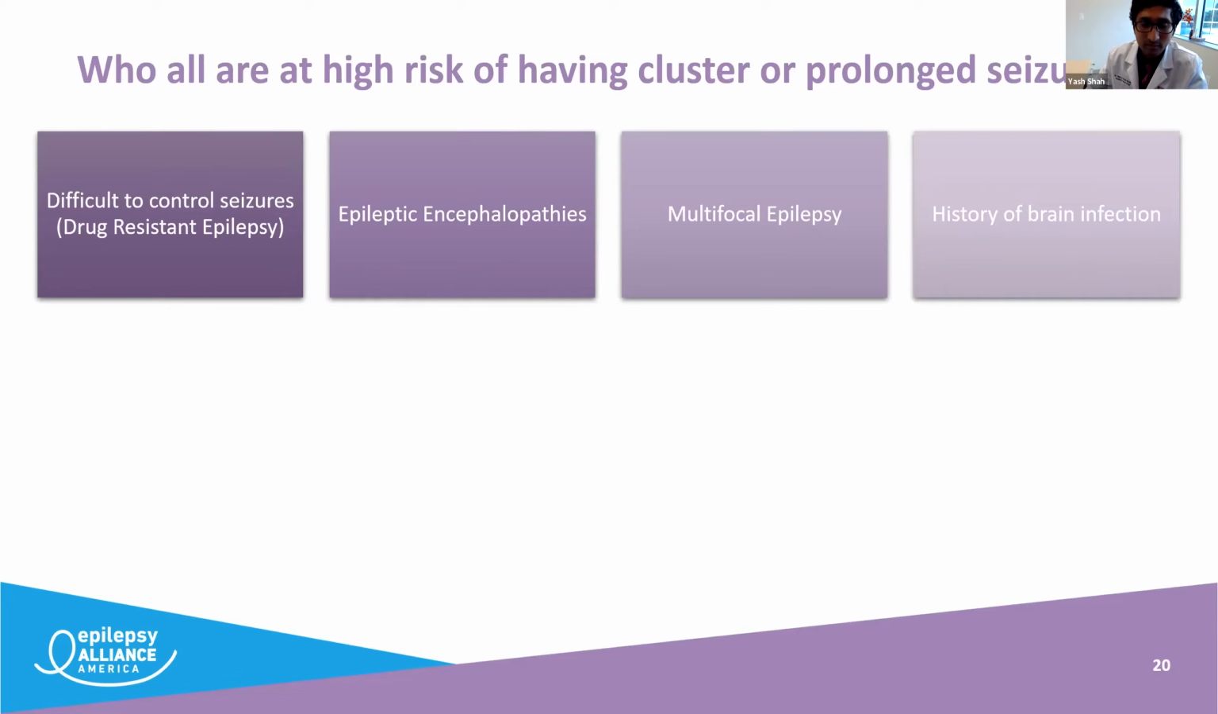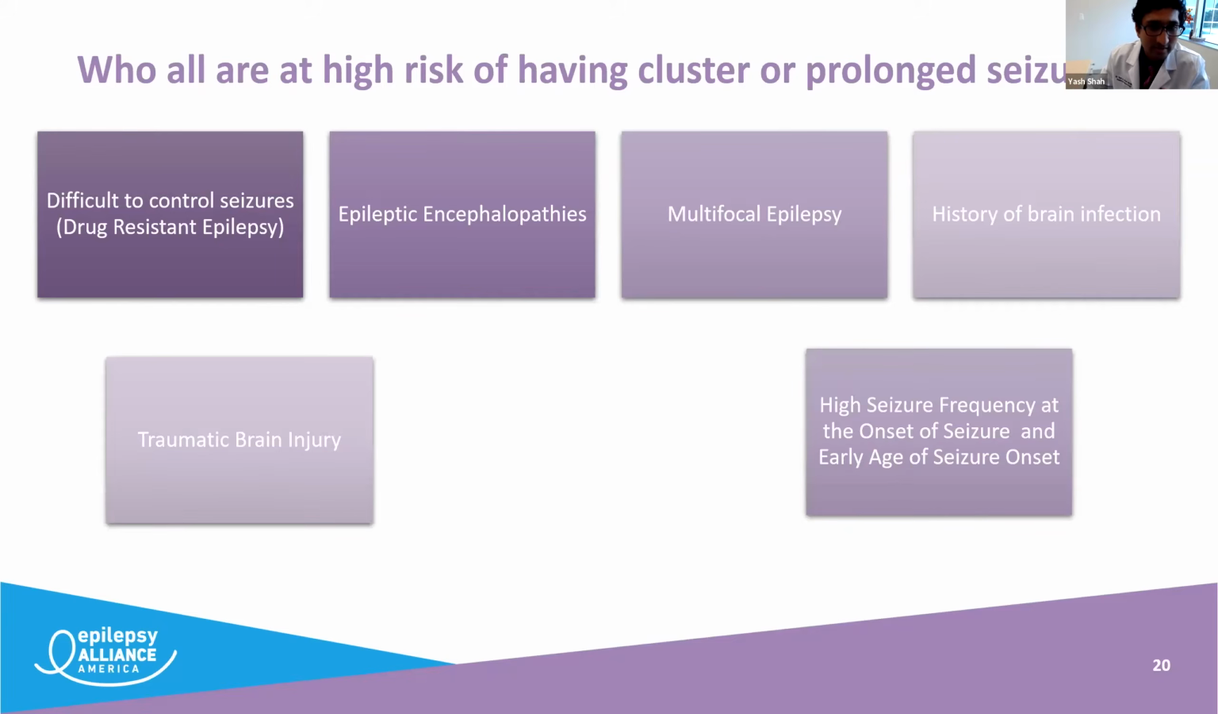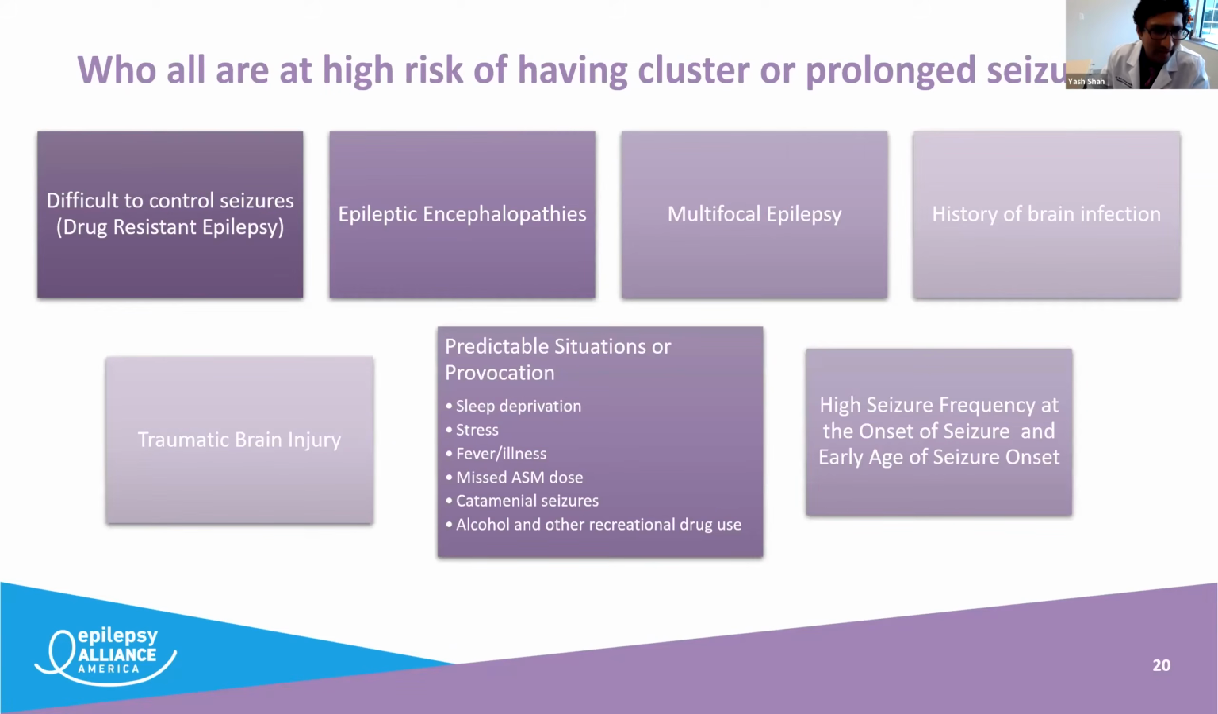If they had meningitis or encephalitis, some brain infection when they were a child. Traumatic brain injury can also increase the risk, and if they develop seizures at a very early age, that can also increase the risk of having cluster or prolonged seizures. And some of the predictable situations or provocations are if they are really sleep deprived, if there is a lot of stress going on, fever or illness, or if they missed their medication doses.